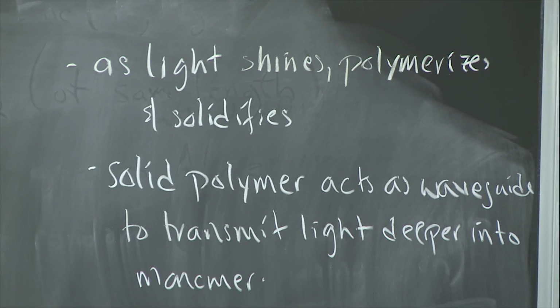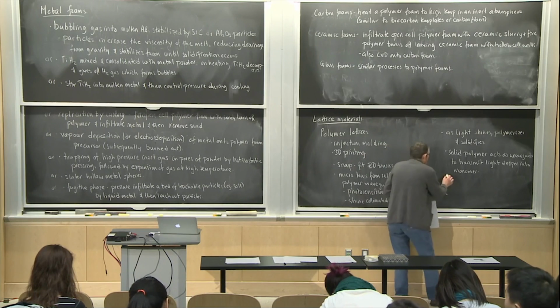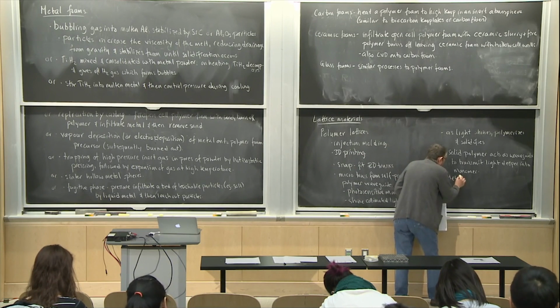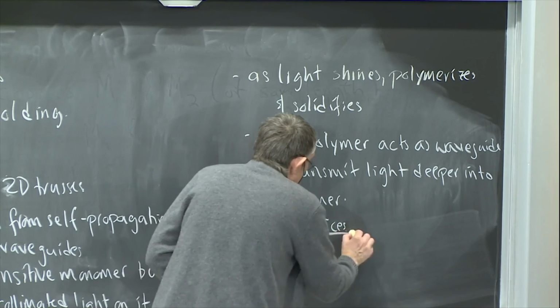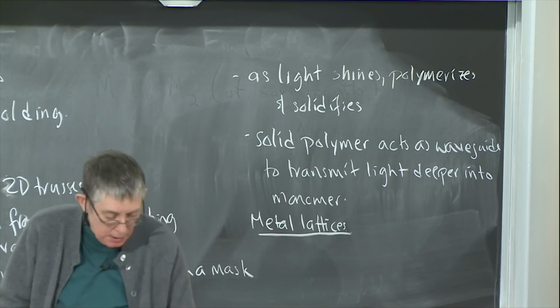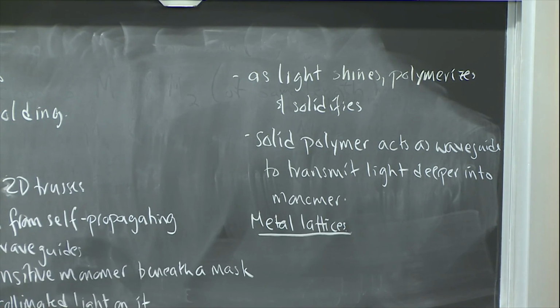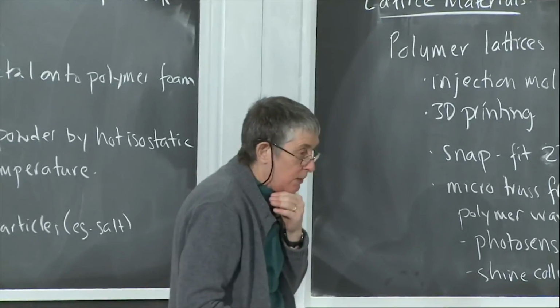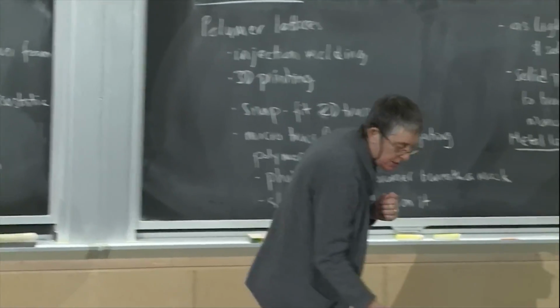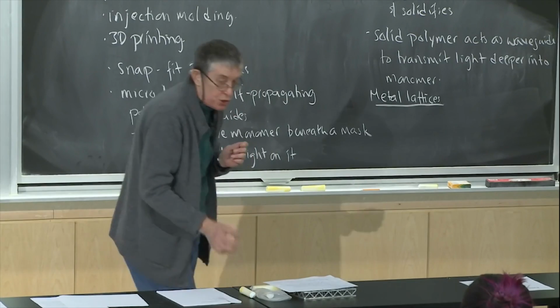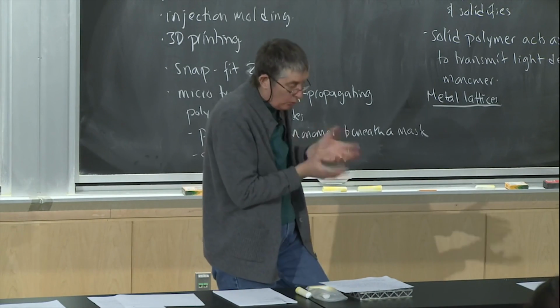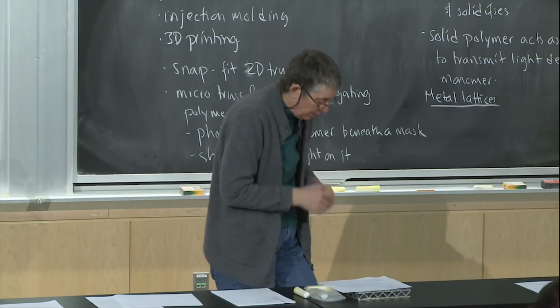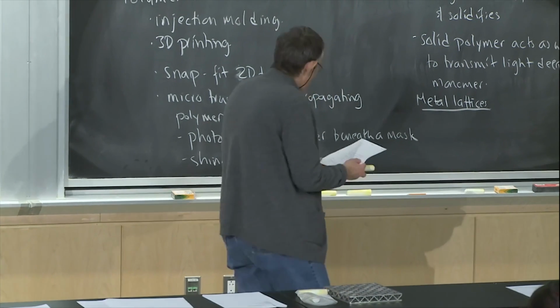Okay, so that's that. And then finally, there's metal lattices as well. And so this is obviously a metal lattice here. It's an aluminum alloy. And the metal lattice is made by taking that polymer lattice that was made by the injection molding technique. You coat that with a ceramic slurry, you burn off the polymer, and then you infiltrate the metal into where the polymer used to be.